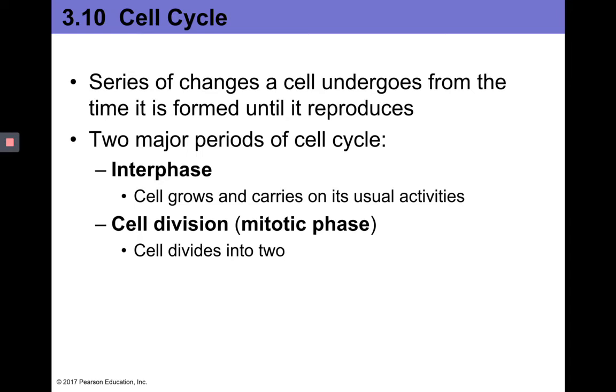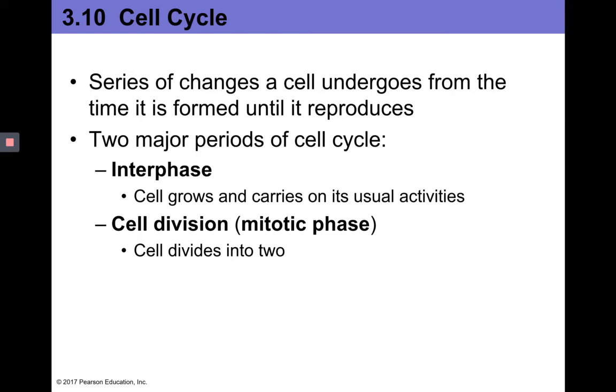The cell cycle is just a series of changes that a cell undergoes from the time it is formed until it reproduces. So essentially, a cell's life cycle is the cell cycle. It includes two major phases, interphase and cell division. Cell division is also called mitosis. So interphase and mitosis, you could also write that as the two major periods of the cell cycle.